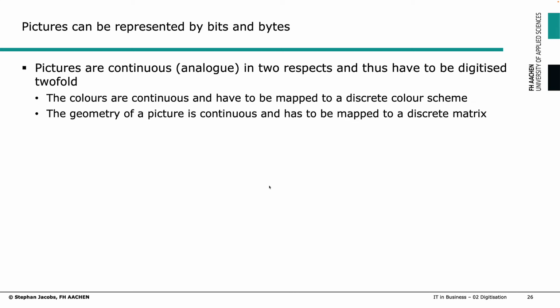The second thing is we have a geometry of the picture, and this is continuous as well. So if you have a picture of, let's say, 10 centimeters times 10 centimeters, you can identify spots and make these spots smaller and smaller and smaller, so it's continuous. And here we have to come up with a discrete matrix as well.